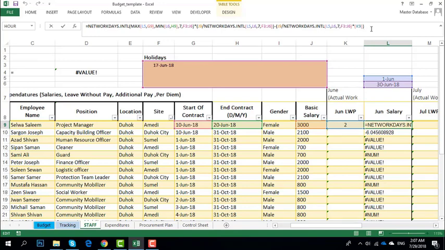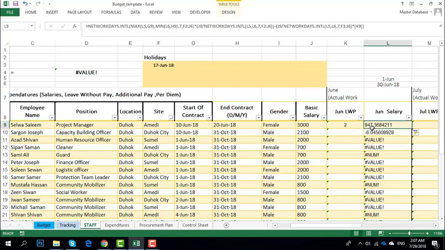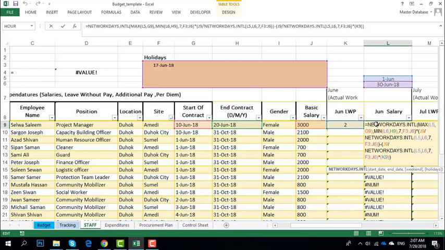In the future, if you have any holiday, you just put your holidays here, then the other formula will read it automatically. Okay. Now what we need is we just drag. When we drag, we need to be very careful. We need to know where we should put the dollar and where we shouldn't, because the dollar fixes the formula.